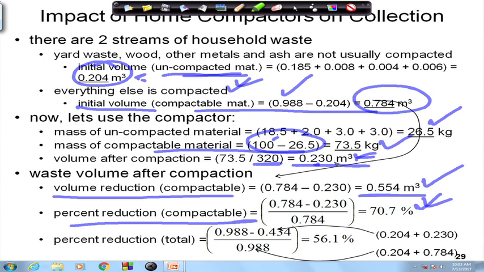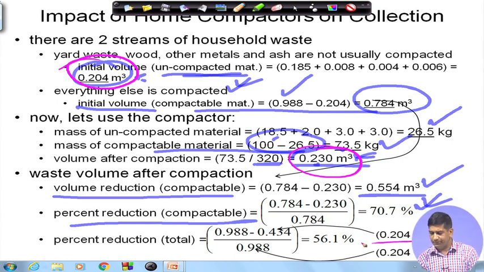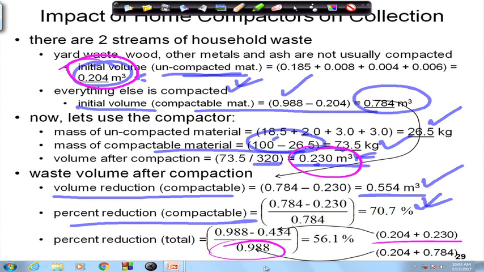So if we add this number with this number, let's change the color here, that will give us the total. So that's what we have done over here. We added those two to get the final reduction of the volume. And this is our total to start with, which was there in the previous table. So this is 56.1%. In terms of the total, although it's 56.1%, if you look at just the compactable material, it was around 71%.